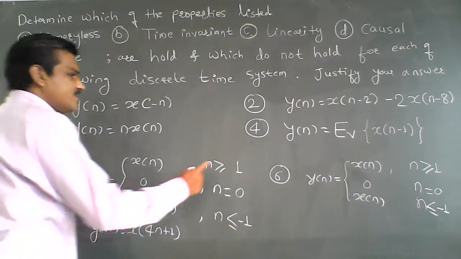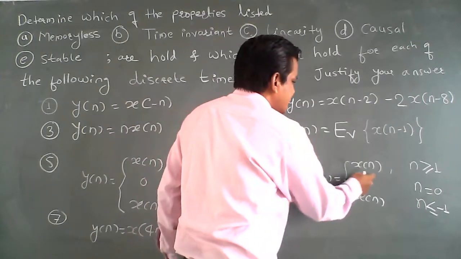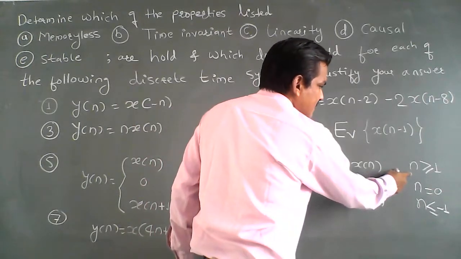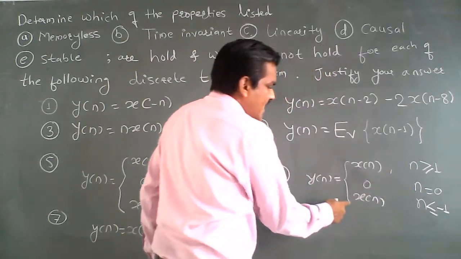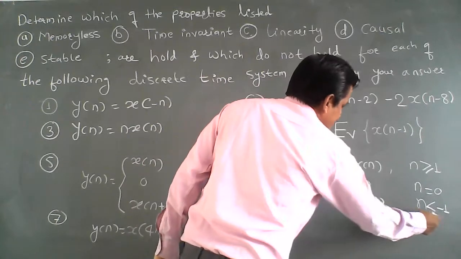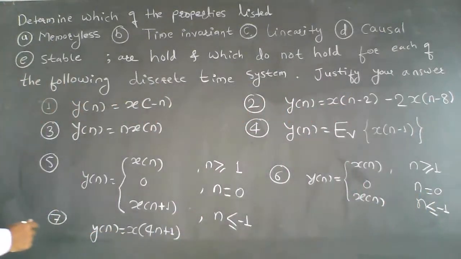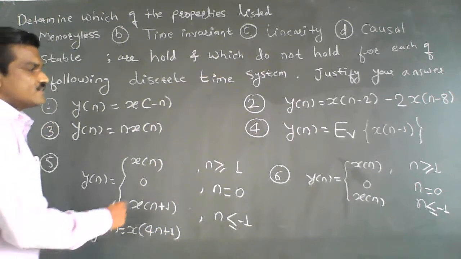Similarly, problem number 6 says that y of n is x of n for n greater than or equal to 1, which is equal to 0 for n equal to 0, and y of n is equal to x of n for n less than or equal to minus 1. The seventh problem is y of n is equal to x of 4n plus 1. So these are the problem statements given.